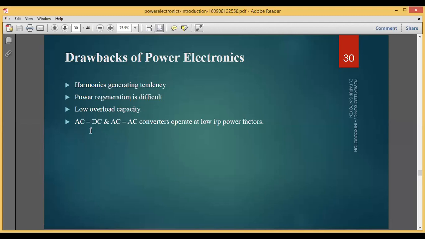And the last here is, when it is an AC to DC converter, that is nothing but the rectifier, or an AC to AC converter, that is nothing but the cycloconverter, they operate at low input power factor. This is another disadvantage, because these two converters are very important converters for these devices, which operate at very low input power factor. I will tell you what actually the power factor is.